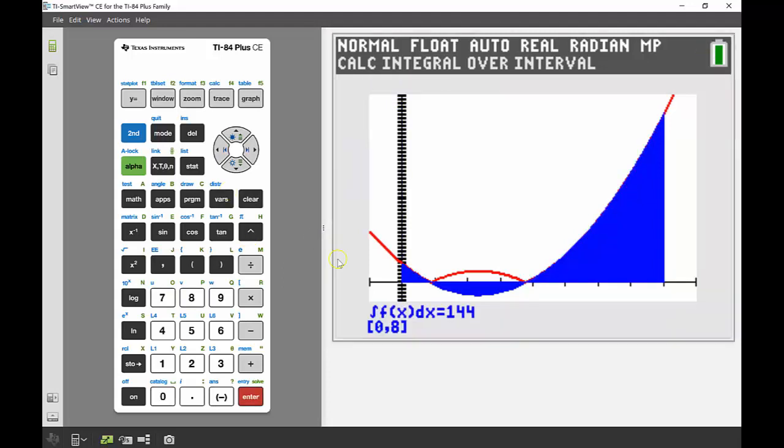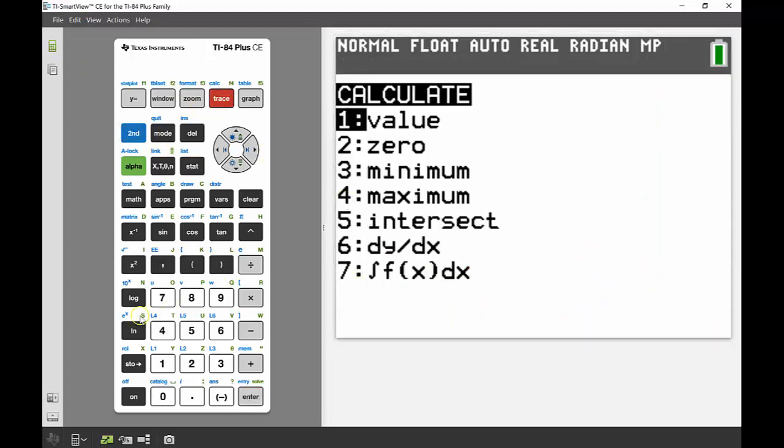Oh, hang on, sorry. Actually, that's a really good mistake to make because that happens often. I've just found my integral again of my Y1 when I really want to find it of Y2. So I'm just going to do that again. Second calc, number 7.